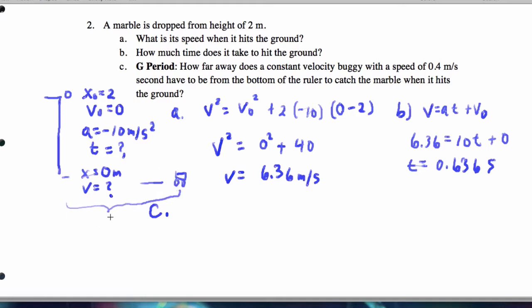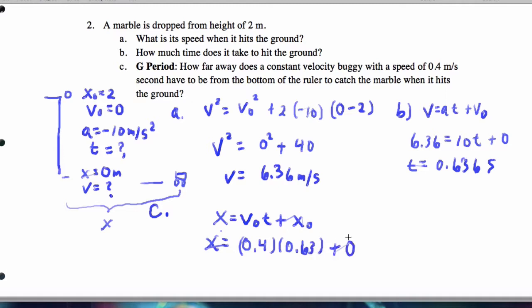So for G period, now we have this constant velocity buggy that's here, and we want to know how far away it needs to be to catch the marble. So we have that the buggy has a speed of 0.4 meters per second. So x is v naught, t plus x naught for the buggy in part C, because it's moving at constant speed. So x is going to end up being 0.4 times 0.63, and we'll assume it starts at the position of 0.